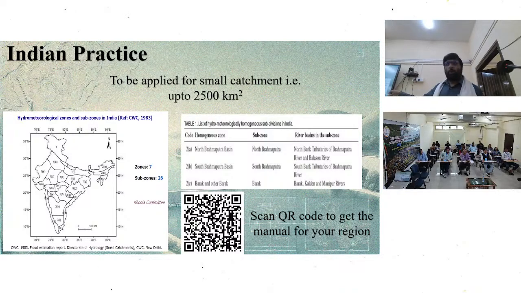So this is the QR code. You can always scan it through your phone and you will get the manuals for each of these regions. I'll share the PPT, you can always have it. 2A has a different manual, 2B has a different manual, 2C has a different manual. This is not one file. So please ensure that.